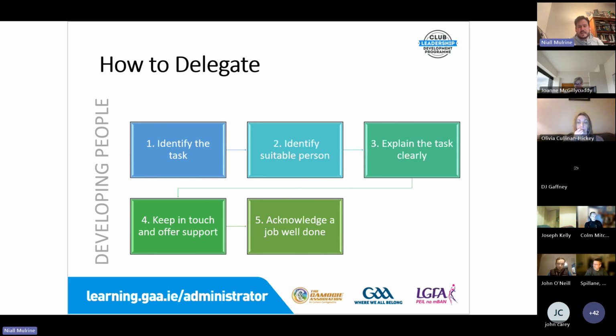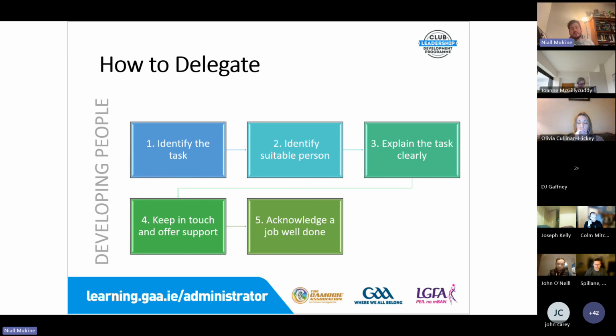So it's identifying the task, right? What part of your role as a chairperson is maybe taking up a lot of time, is maybe something that your vice chair could take over, is maybe something that, as Colin said there, a head of a subcommittee could actually take over as well. So identifying the task is a big one.